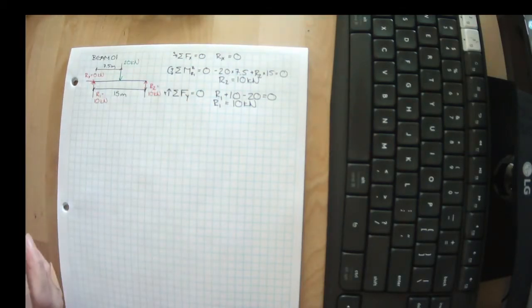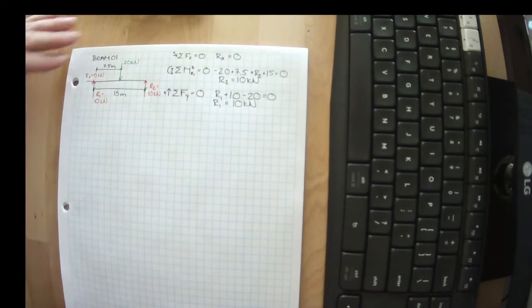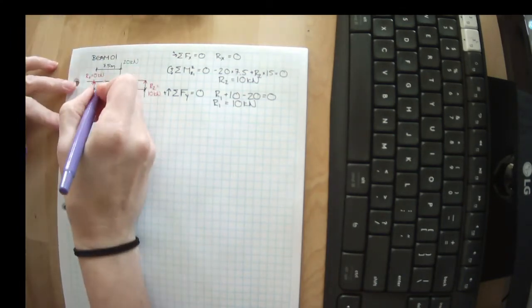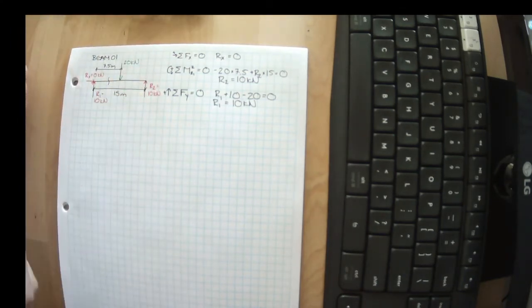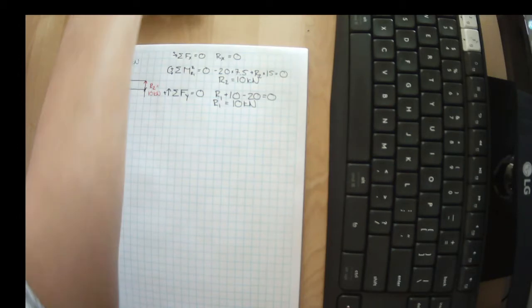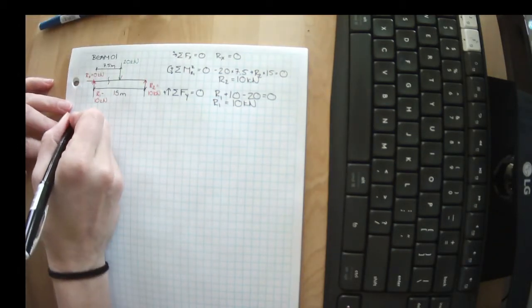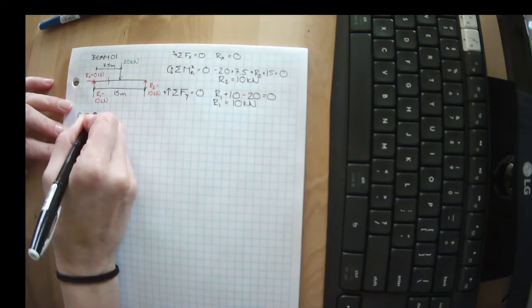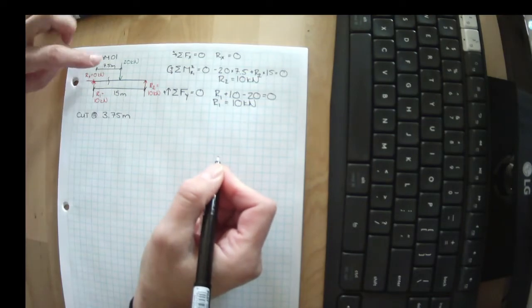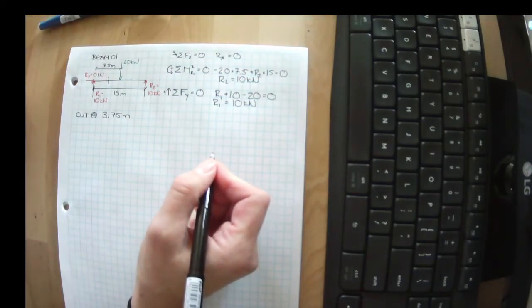So now we're going to do method of sections. And so I said, where do we make our cuts? Well, I'm going to show you some fun ways to do that. But first, let's pick a few spots. Maybe an easy one to pick, let's pick right here. Let's cut halfway between R1 and our 20 kilonewton point load. So let's cut at 3.75 meters. So let's make our first cut right there.